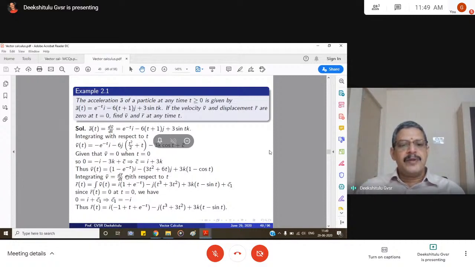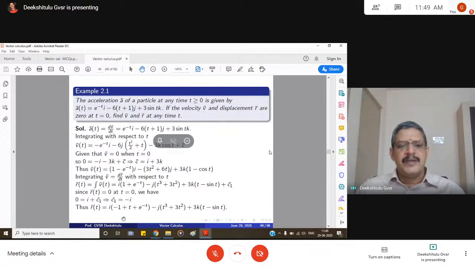Then v bar is equal to dr by dt. I want the position vector also. Then integrate with respect to t. Integral of v bar dt. So, 1 minus the integral of this, we get t plus e power minus t, minus j into t cube plus 6 by 3 t square, plus 3k into t minus sin t, plus c1 bar. At t is equal to 0, I think you get c1 bar is equal to minus i.